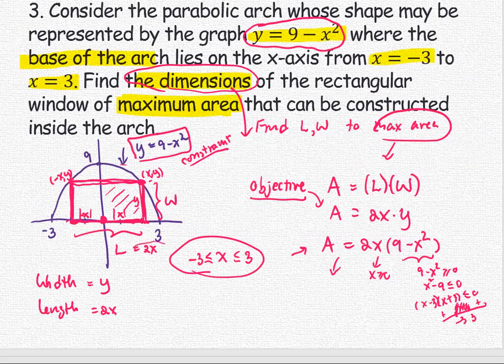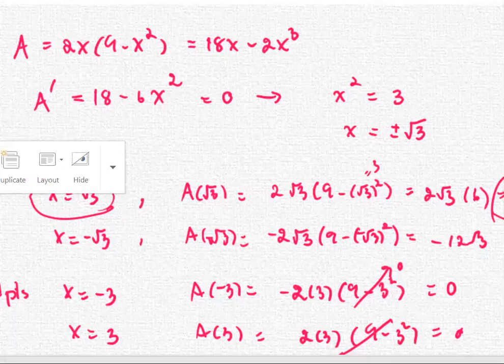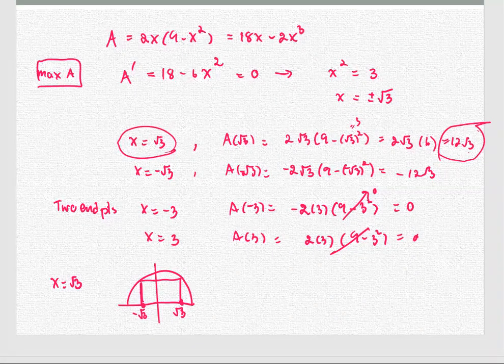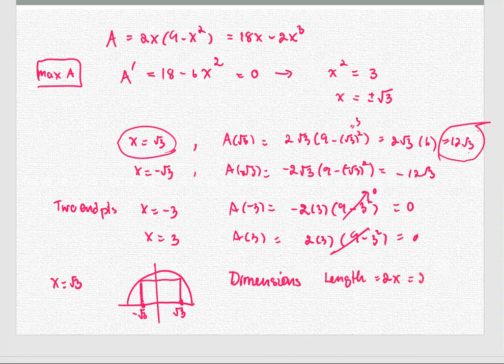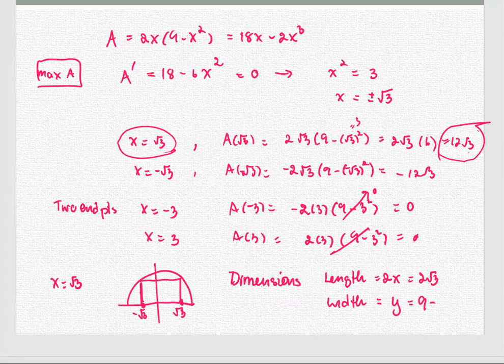So the length is twice the x, and the width is the quantity y. So the dimensions that give the maximum area would be the length, which is twice square root 3, and the width, which is the quantity y, and y is 9 minus x squared, which is 9 minus square root 3 squared, or comes out to be the value 6. So then the dimensions are going to be 2 square root 3 multiplied by 6.